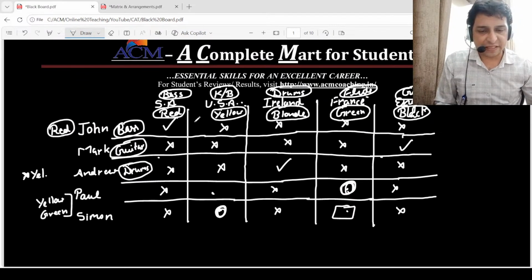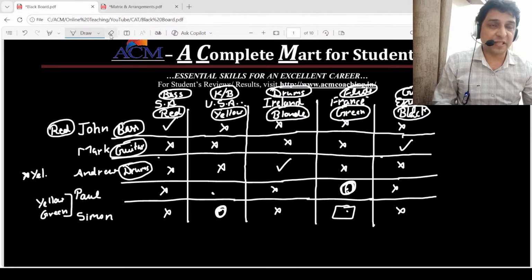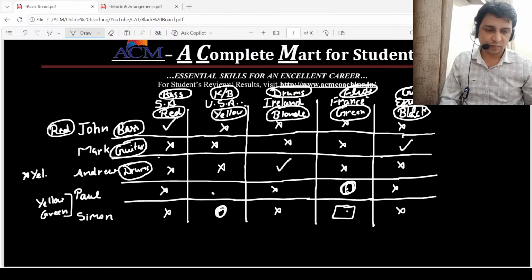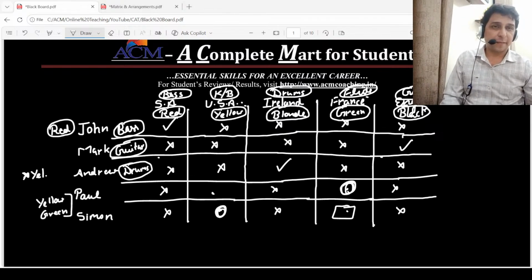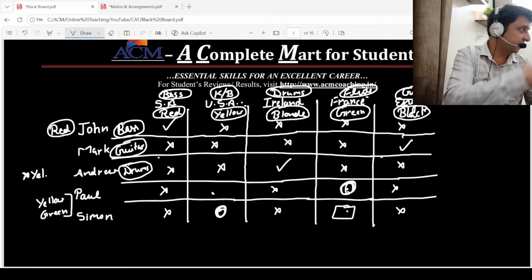Now this is the matrix method, because by putting so many crosses and ticks, we get the puzzle solved really quick. So it is always suggested to use the matrix method when it comes to such puzzles.